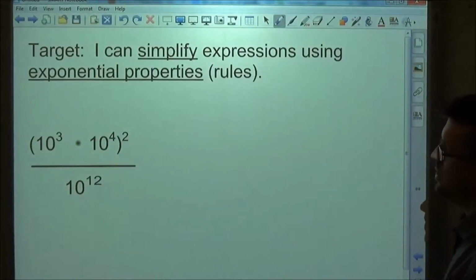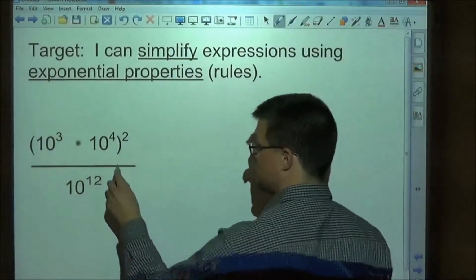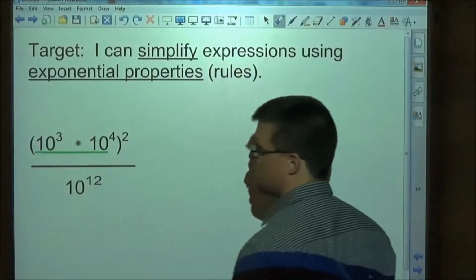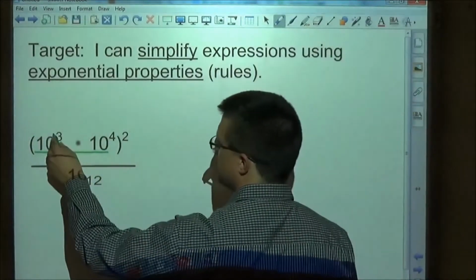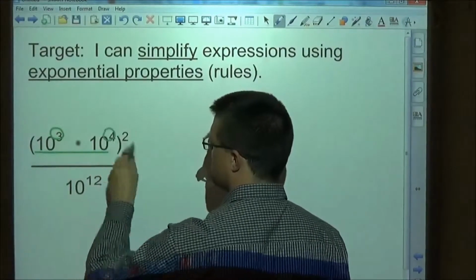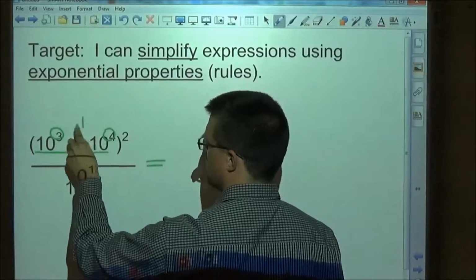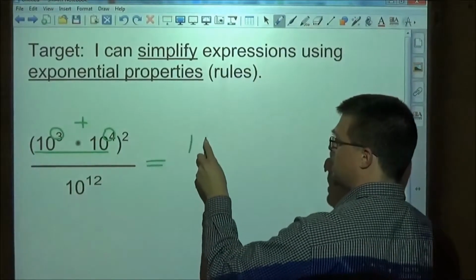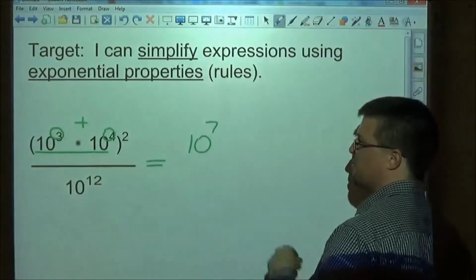So the first thing we're going to do is do whatever's inside the parentheses. Well, the thing inside the parentheses is the product rule, 10 to the third power times 10 to the fourth power, which means since we're multiplying like bases, what are we going to do for the exponents? We're going to add our exponents. So we have 10 still, but 3 plus 4 is 7, so that's really 10 to the 7th power.